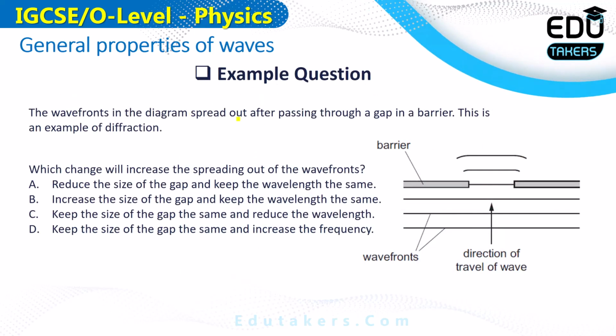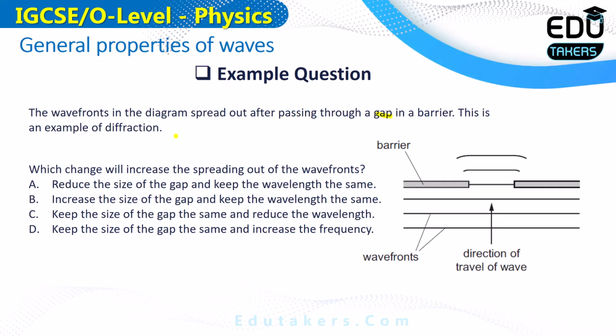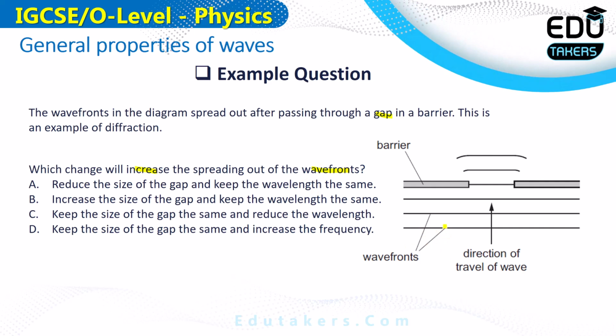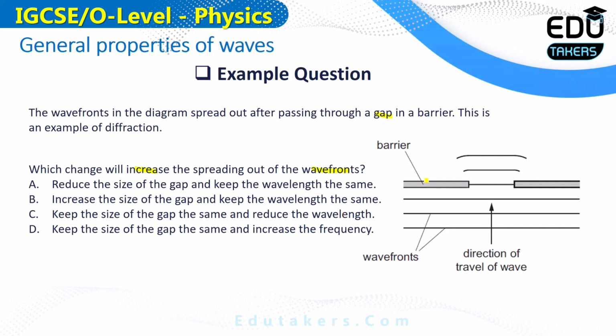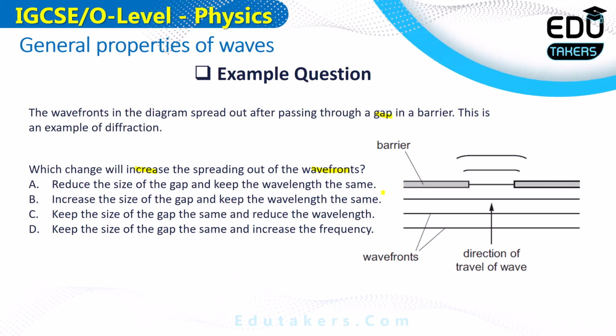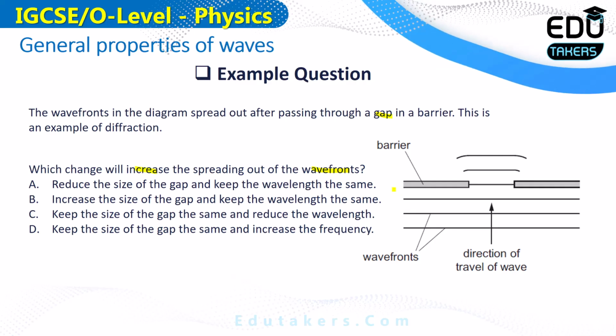The wavefronts in the diagram spread out after passing through a gap in a barrier. This is an example of diffraction. Which change will increase the spreading out of the wavefronts? In this diagram, you can see the wavefronts approaching the barrier. Now, to increase the spreading out of the wavefronts means you want to increase the amount of diffraction. I already told you that the amount of diffraction basically depends upon the wavelength and the slit separation.